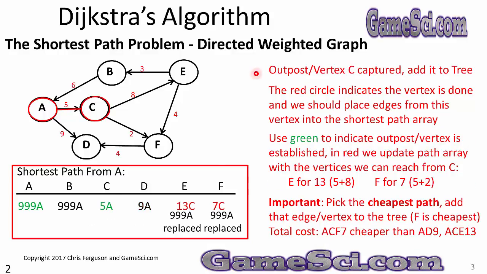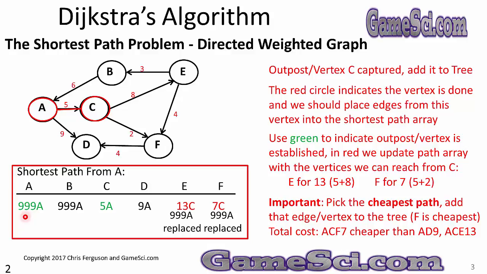Outpost or vertex C is captured, added to the tree. The red circle around C indicates it is done, and we should place edges from this vertex into the shortest path array. We're going to use green to indicate that the outpost or vertex is established. A was our starting point. It is in green because we don't need to find a path to A.